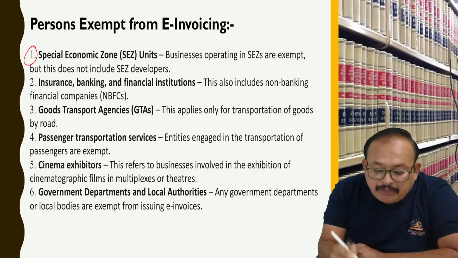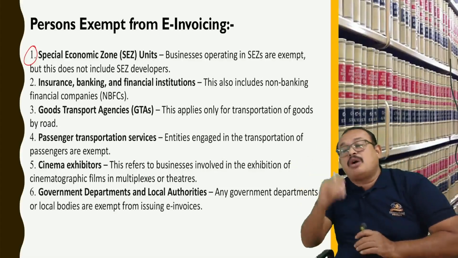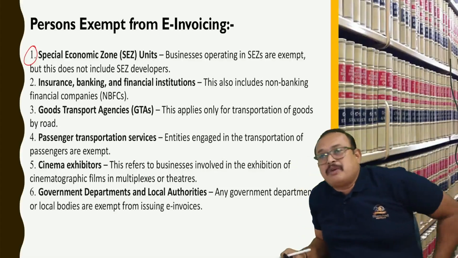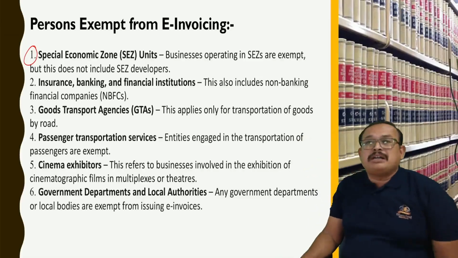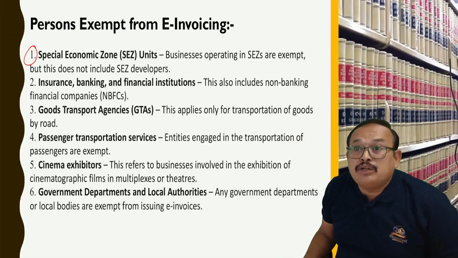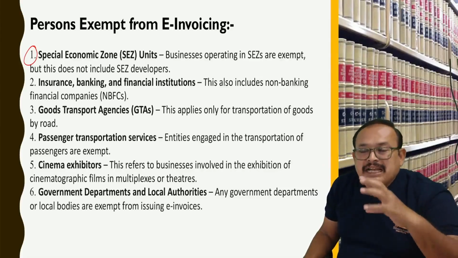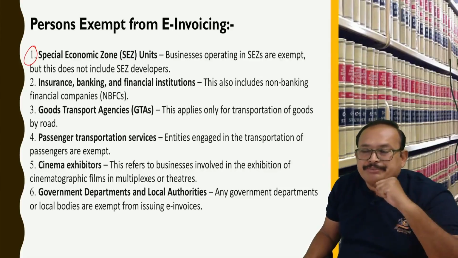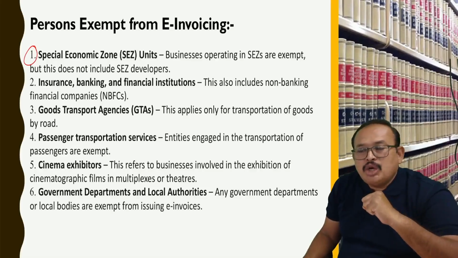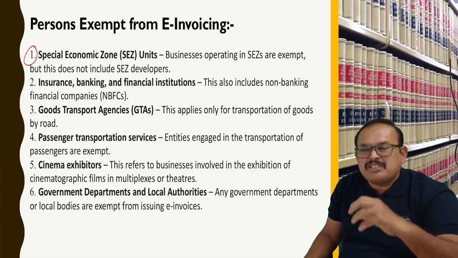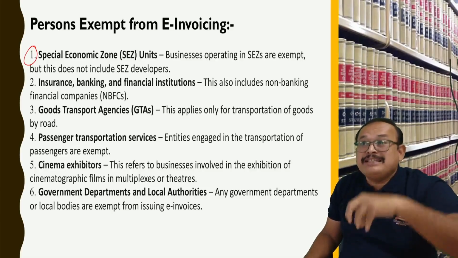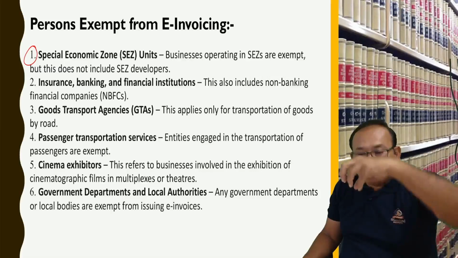One very important point, sir. This question was also asked in examination. Explain the persons for whom e-invoice is not applicable even though the turnover exceeded 5 crores. Special economic zone units. Understand. Who is a special economic zone unit? It means a unit that got a license from the Government of India to have a unit in the special economic zone territory.